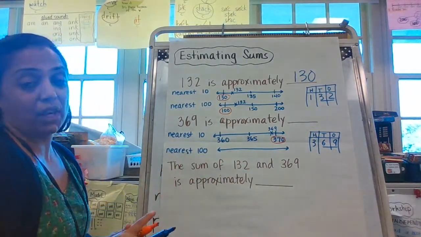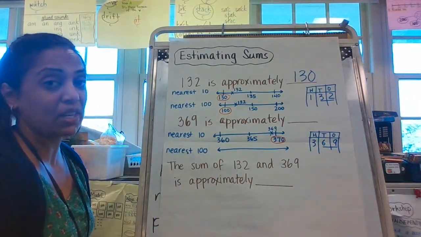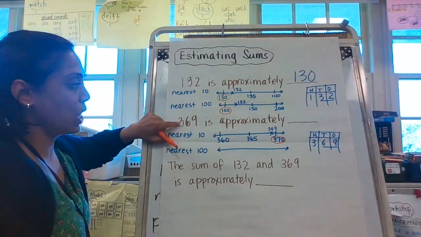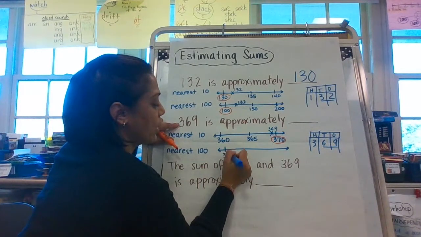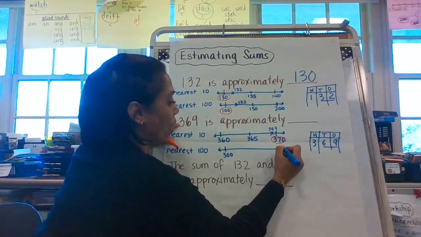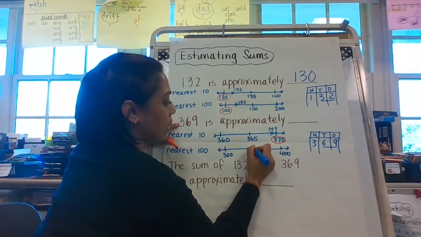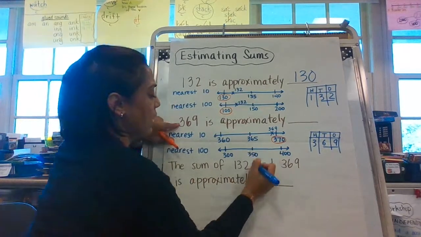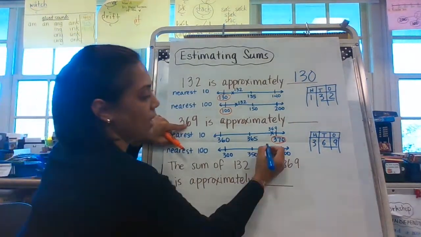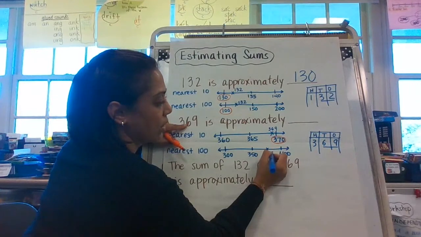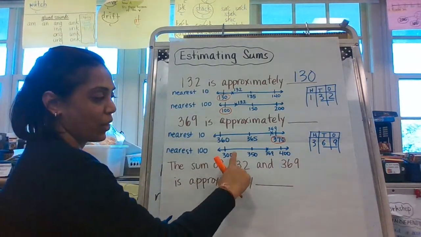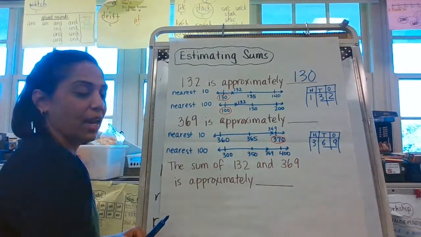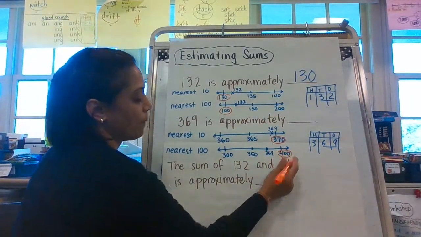I can do the same thing. I can think about if I want to round it to the nearest hundred. What two hundreds is 369 between? It's between 300 and 400. This middle number is 350. 369 is right over here. It's closest to which hundred? 300 or 400? It's closest to 400.